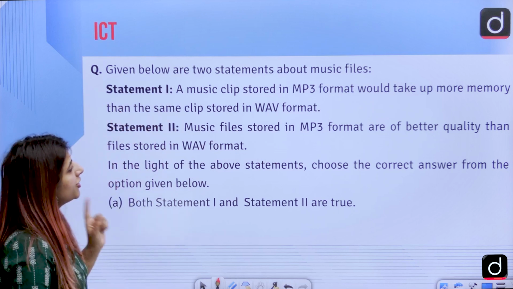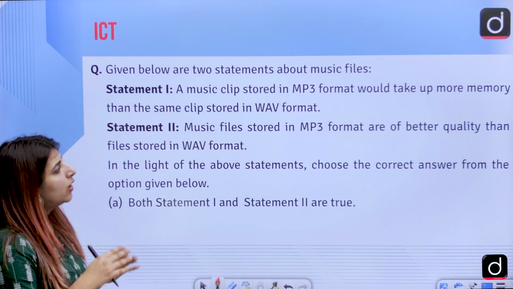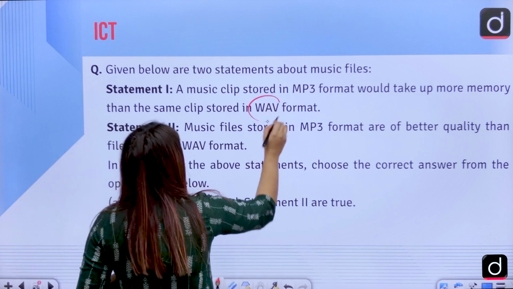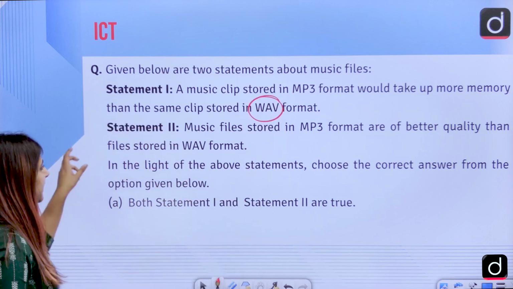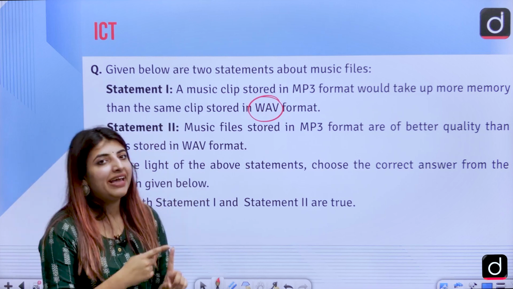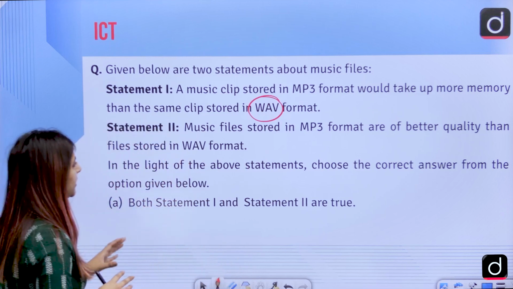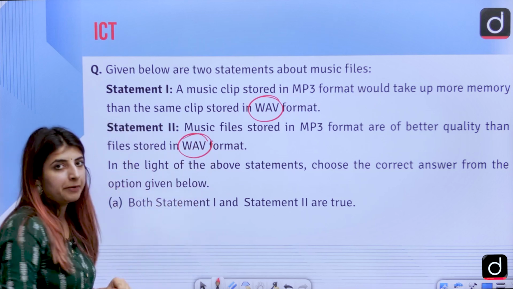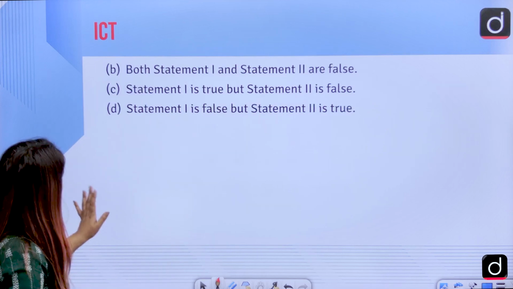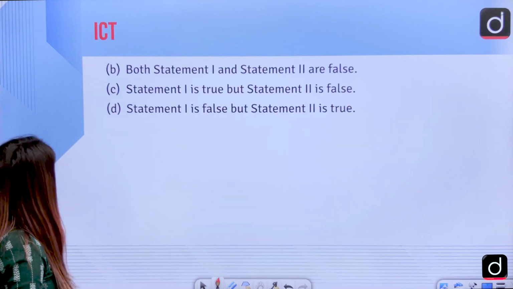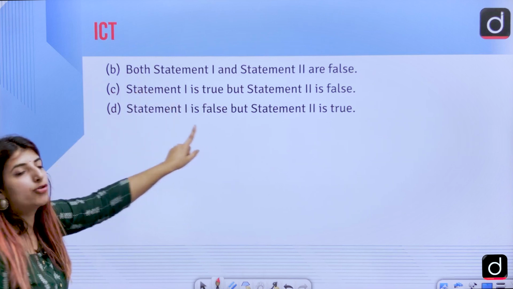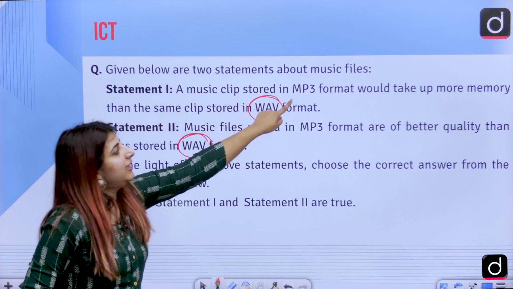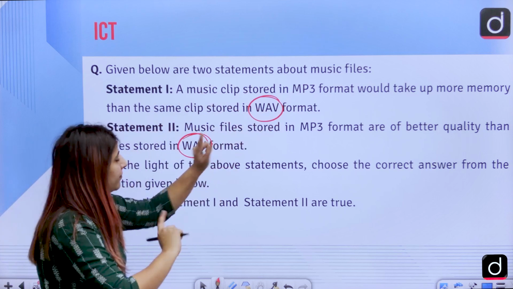Statement 1: A music clip stored in the MP3 format would take up more memory than the same clip stored in the WAV format. Statement 2: Music files stored in the MP3 format are of better quality than the files stored in the WAV format. The answer to this question is option B, which says that statement 1 and statement 2 are false because of the fact that these formats are interchanged. Now let's just see how.